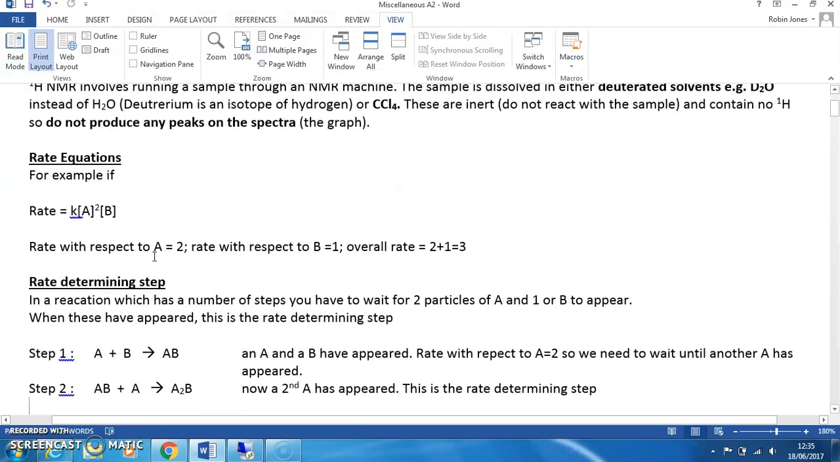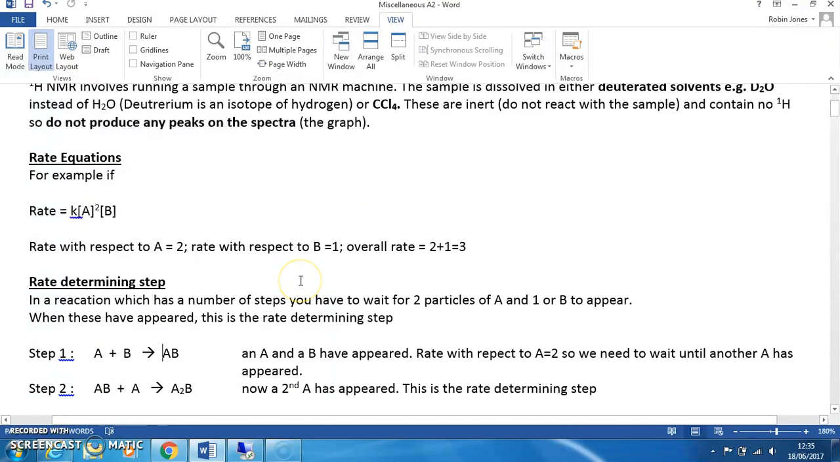Moving on to rate equations. Say for example you had a rate equation where you had a rate constant multiplied by [A] to the power 2 and [B] to the power 1. The order with respect to A is 2, the order with respect to B is 1, and the overall order is 2 plus 1, which is 3.